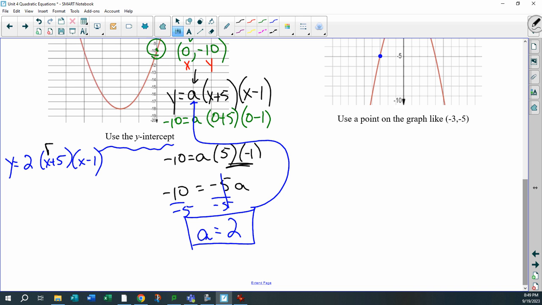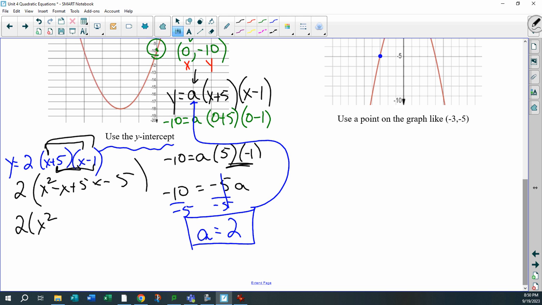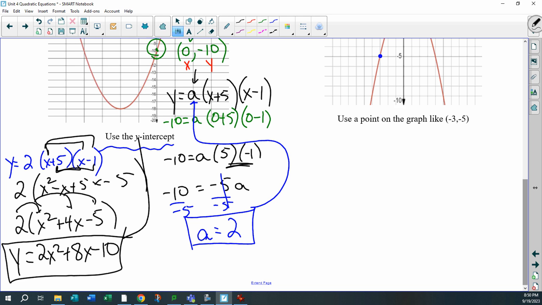You can say, okay, I'm going to use FOIL to give me x squared minus x plus 5x minus 5. Don't forget, you still have the 2 up front, so this becomes x squared plus 4x minus 5, and then all you have to do is distribute, giving you y equals 2, and yes, it has to have a y equals 2 because it is an equation. So this is y equals 2x squared plus 8x minus 10. That is the equation for this beautiful graph.